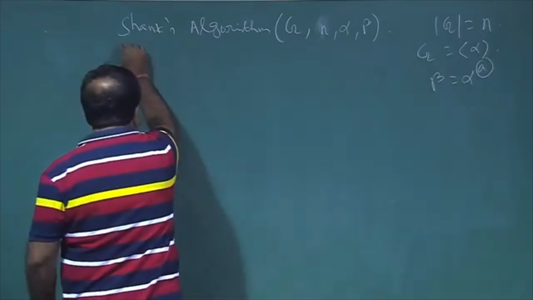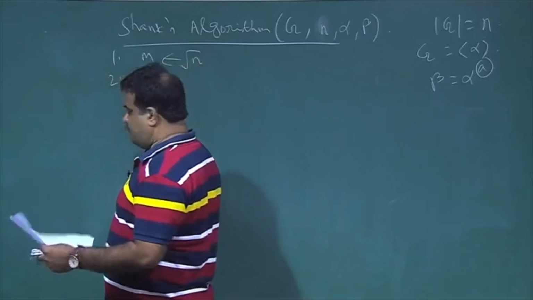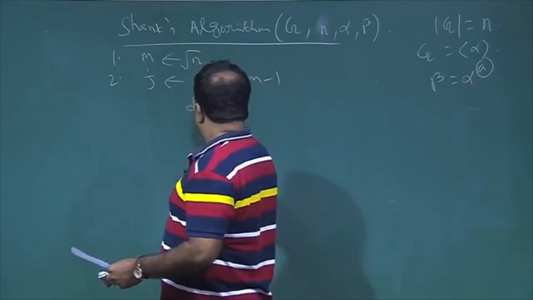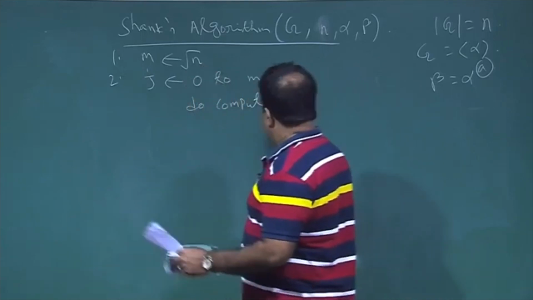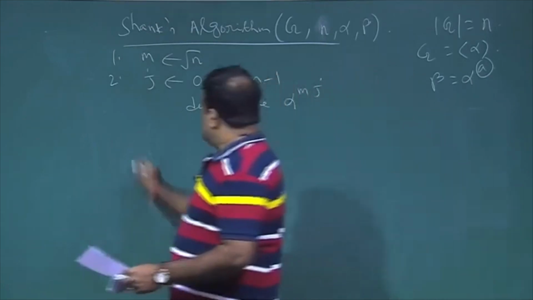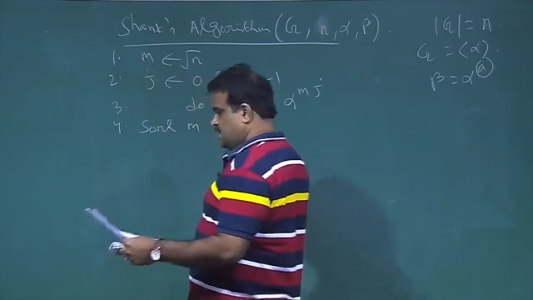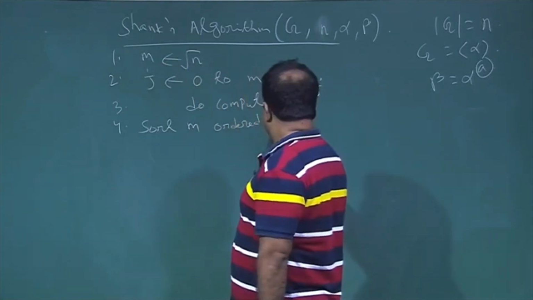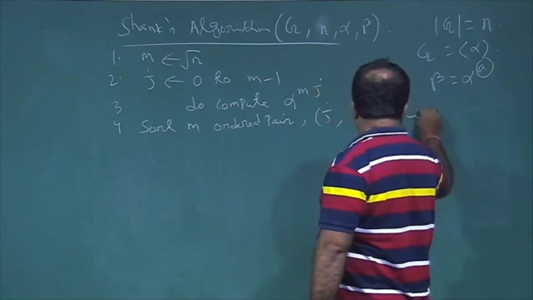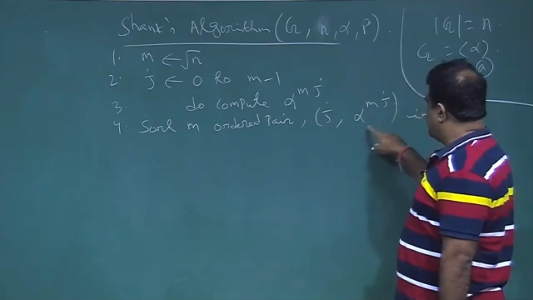The algorithm works like this. We first set m equal to the square root of n, and then for j equal to 0 to m minus 1, we compute alpha to the power m times j. So there are m ordered pairs, j comma alpha to the power m j. We sort these m ordered pairs with respect to the end point, in a list L1.